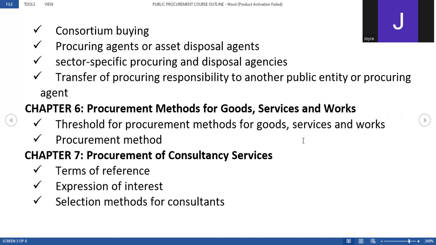And in procurement method, we shall also be looking at different procurement methods. For example, we can look at open tendering, which is the most preferred procurement method. We can look at direct procurement. We can look at e-reverse auction. We can look at force accounts and others.